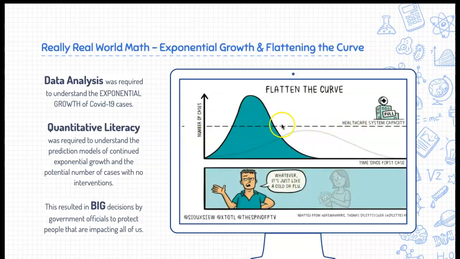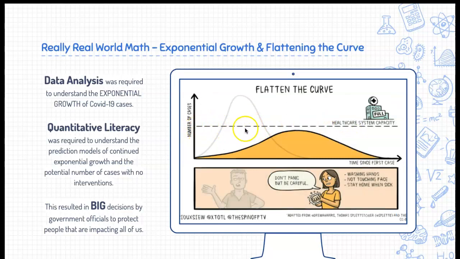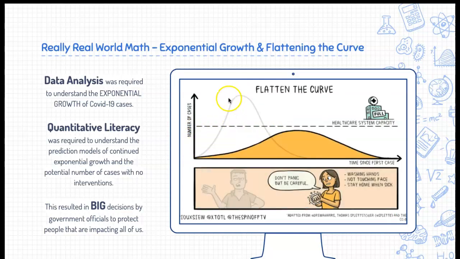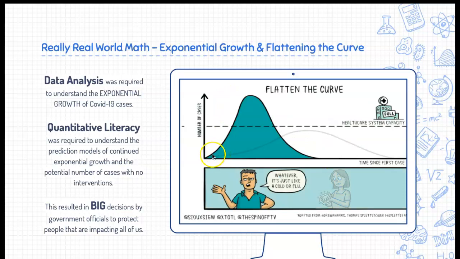So when we're talking about number of hospital beds, number of ventilators, equipment, that's what we're trying to prevent. We're trying to prevent a continued exponential increase that will overwhelm the healthcare system. So that is where flattening the curve comes in.